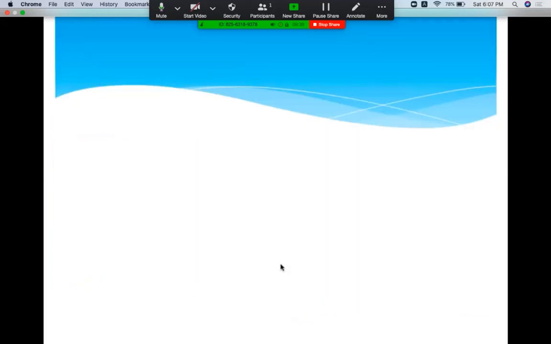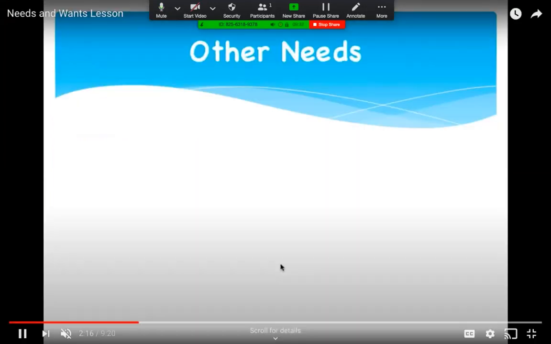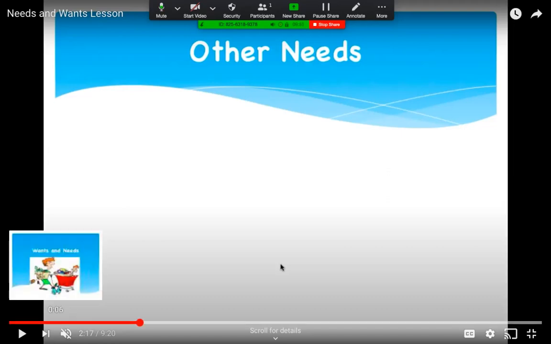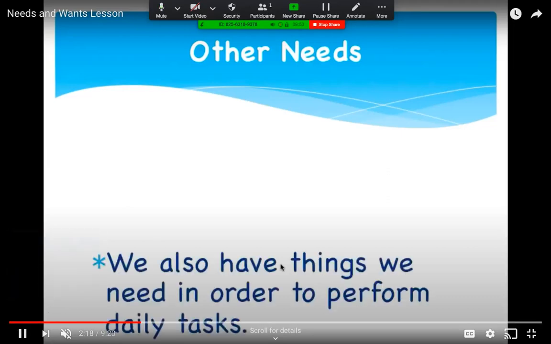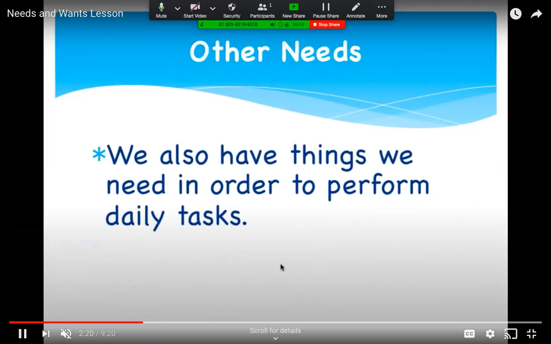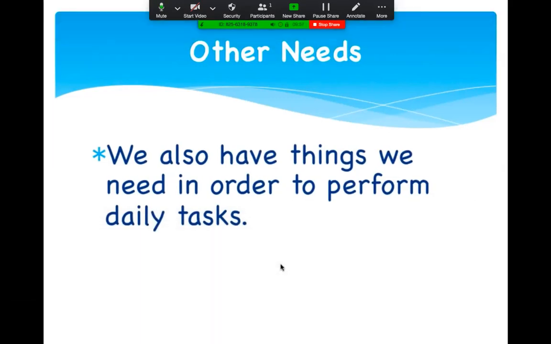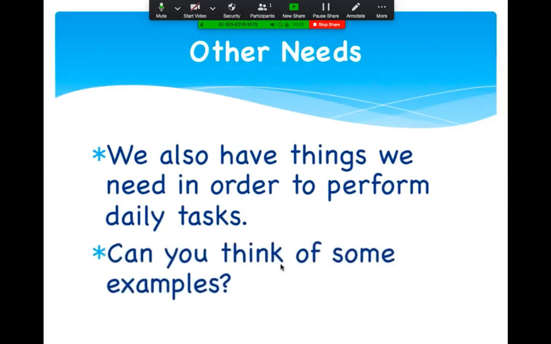So basically, we spoke about shelter, water, and food. Do we have any other needs? Yes, we do. We also have things we need in order to perform daily tasks or run daily chores. Can you think of some examples?